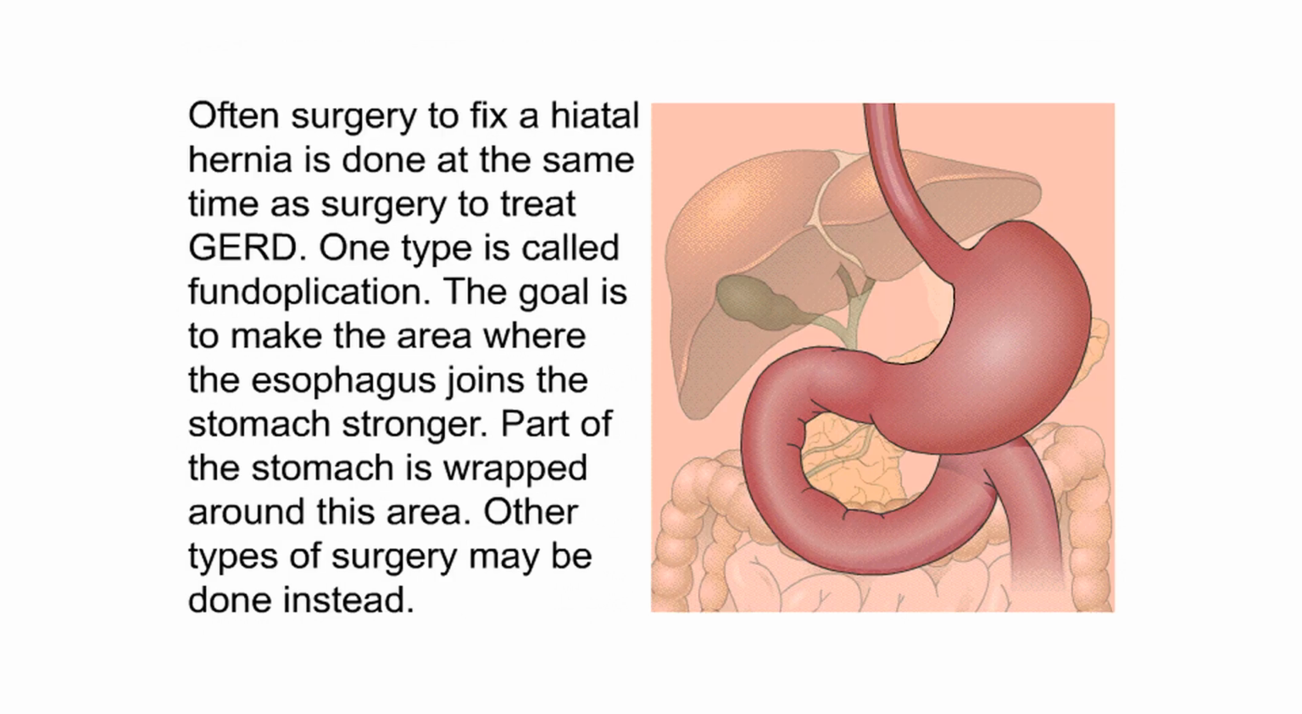Often, surgery to fix a hiatal hernia is done at the same time as surgery to treat GERD. One type is called fundoplication. The goal is to make the area where the esophagus joins the stomach stronger. Part of the stomach is wrapped around this area. Other types of surgery may be done instead.